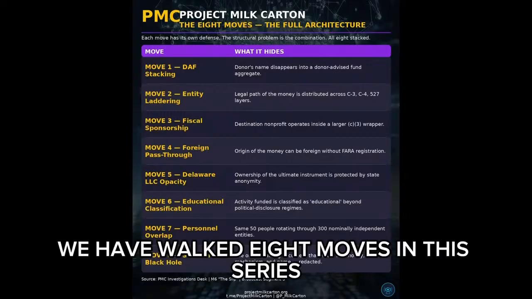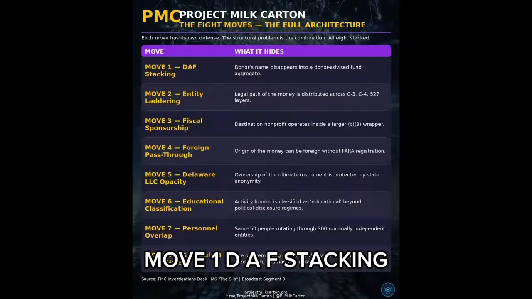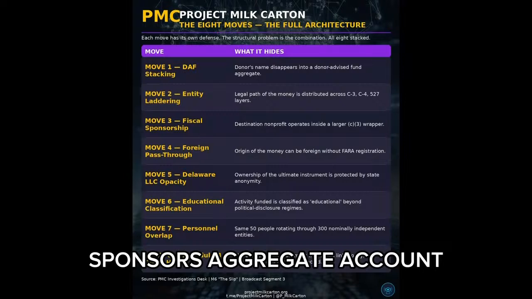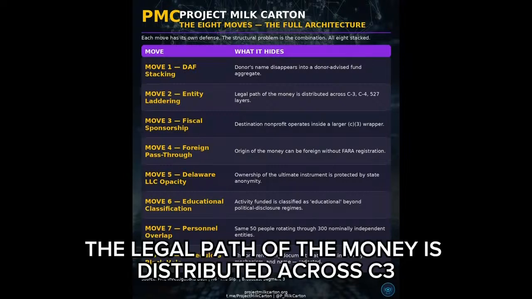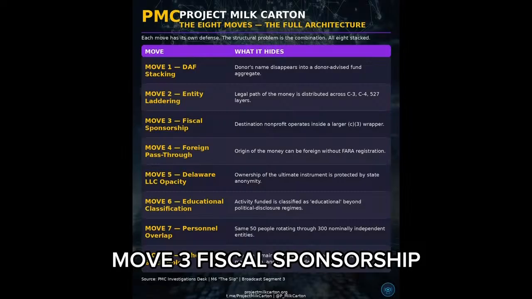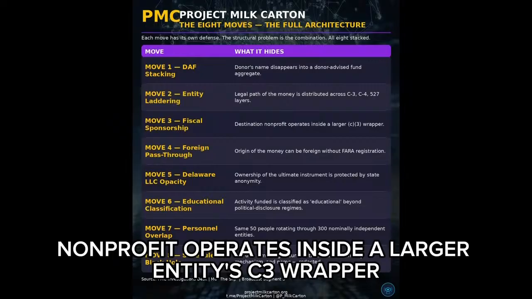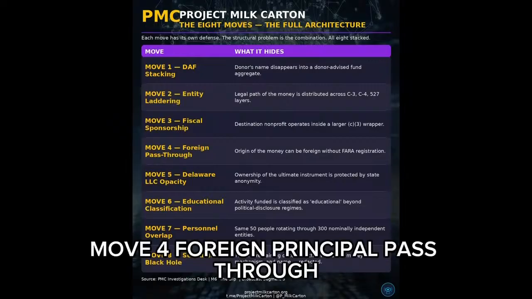Before we go to the case study, step back and see where this move sits in the architecture. We have walked 8 moves in this series. Move 1. DAF stacking. The donor's name disappears into a donor-advised fund sponsor's aggregate account. Move 2. Entity laddering. The legal path of the money is distributed across C3, C4, and 527 layers. Move 3. Fiscal sponsorship. The destination nonprofit operates inside a larger entity's C3 wrapper. Move 4. Foreign principal pass-through.